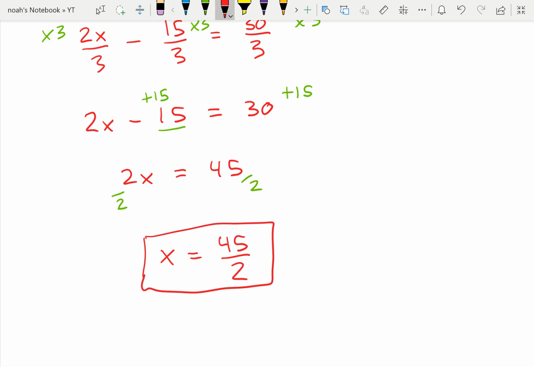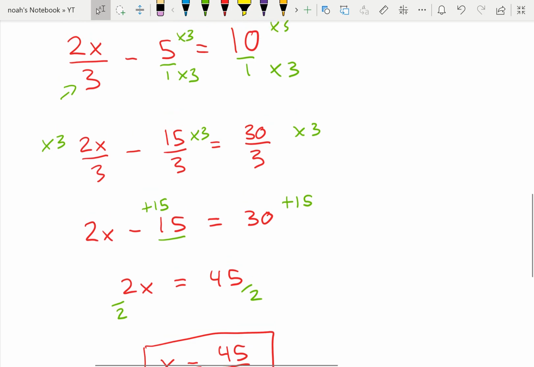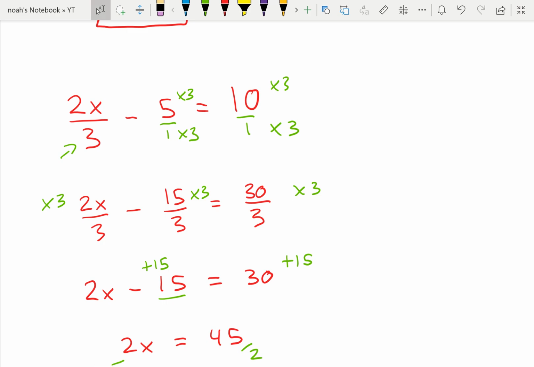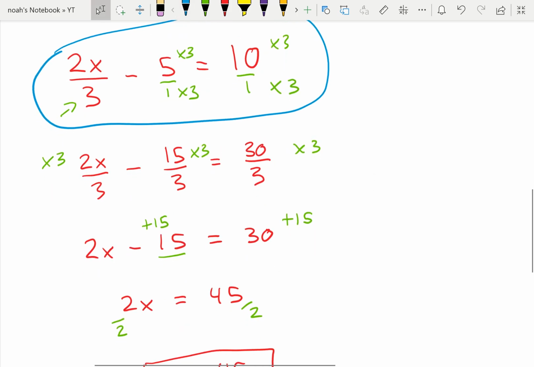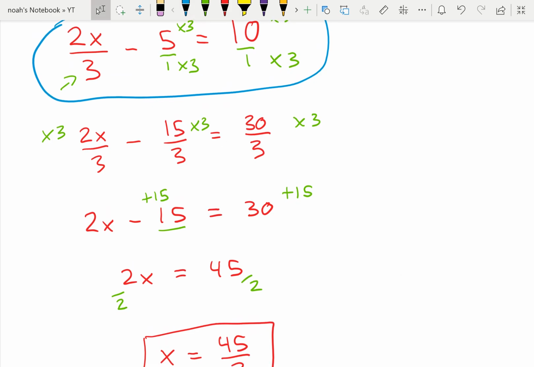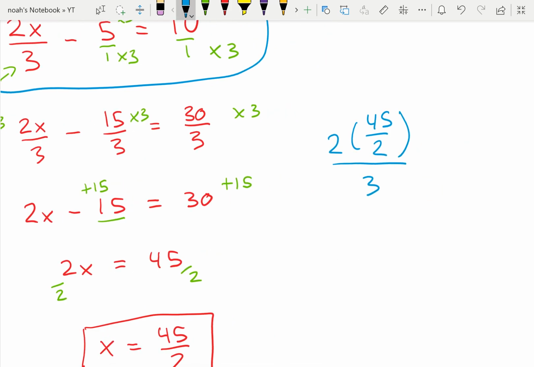And if you wanted to check to make sure, we can go back to the original equation, which was right here, and we can plug x back into that equation. So if we go 2 times 45 over 2, over 3, minus 5 equal to 10.